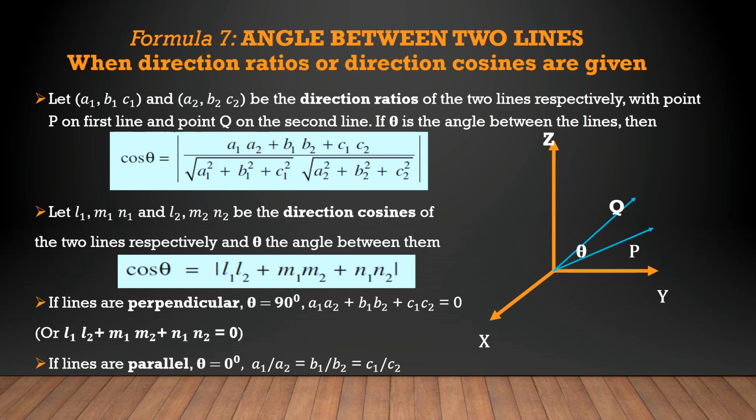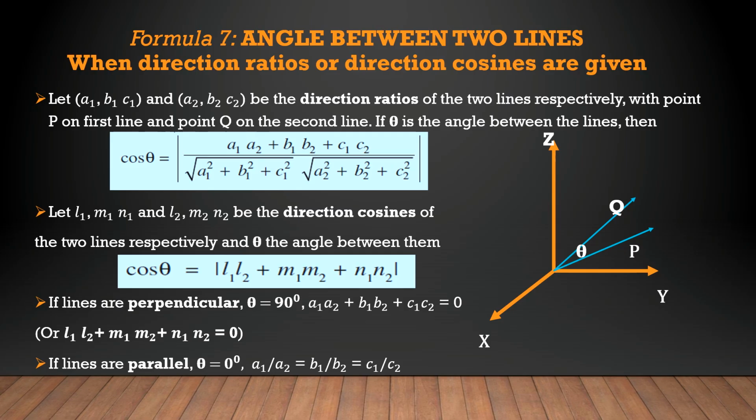Similarly, if direction cosines are given to you, which are L1, M1, N1 and L2, M2, N2, then in this case, either you are given direction ratios or you are given direction cosines. If direction cosines are given, cos theta is the mod value of L1 L2 plus M1 M2 plus N1 N2.